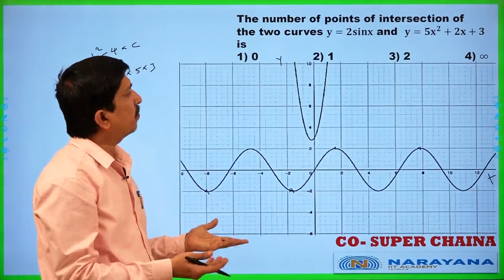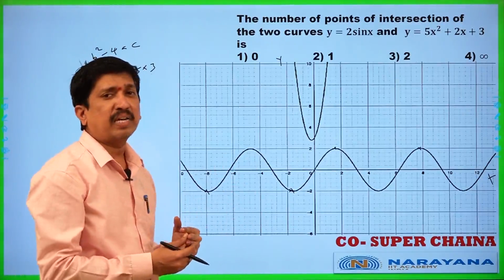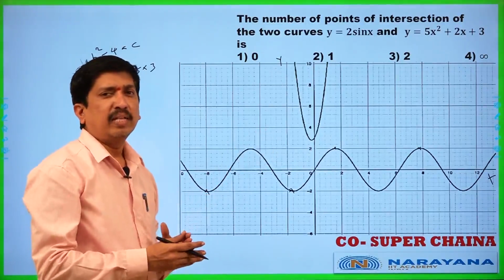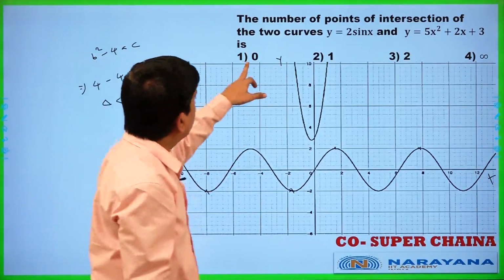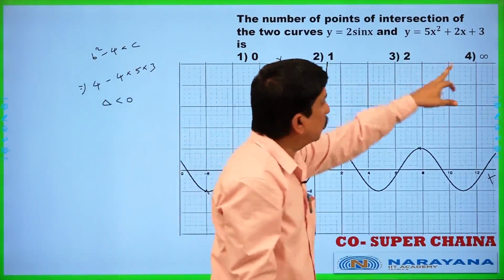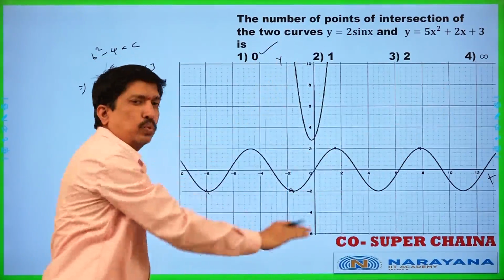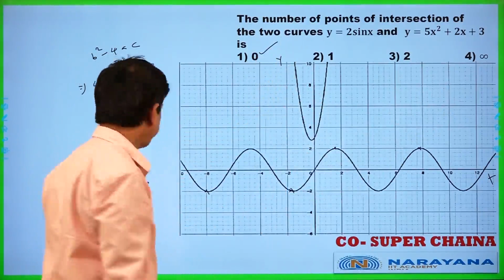Why? Because we are considering one function y equal to 2 sin x and another y equal to 5x square plus 2x plus 3. So, one graph is away from the other graph only. That is why the number of solutions is 0. Now, first option 0, second option 1, third option 2, fourth option infinite. These two graphs are not cutting, so the number of solutions is 0. Let us move to the next question.